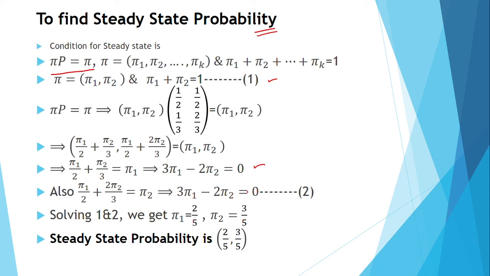Both the equations are one and the same, so take this as equation 2 now. Our aim is to get pi 1 and pi 2. So to find pi 1 and pi 2, just solve equations 1 and 2. You get the value of pi 1 and pi 2. Here the solution is given. So while solving it, pi 1 is 2 by 5 and pi 2 is 3 by 5. Therefore, the steady state probability of the process, pi, is 2 by 5, 3 by 5 row vector.